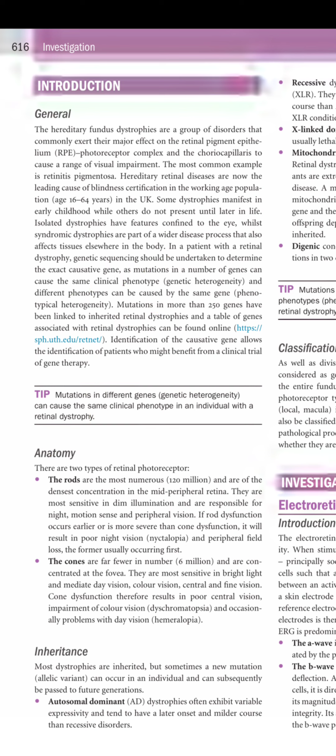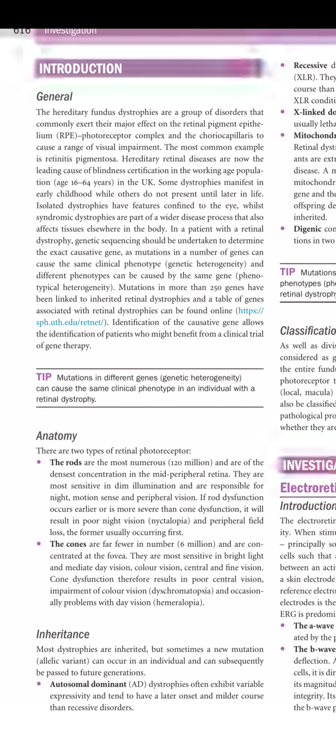Hereditary retinal diseases are now the leading cause of blindness certification in the working age population, age 16 to 64 years, in the UK. So basically now it's the leading cause of blindness in the working age population in the UK, which is between the ages of 16 to 64. Some dystrophies manifest in early childhood while others do not present until later in life.